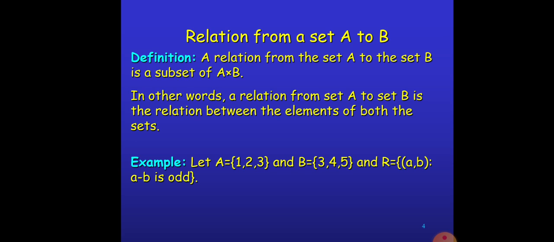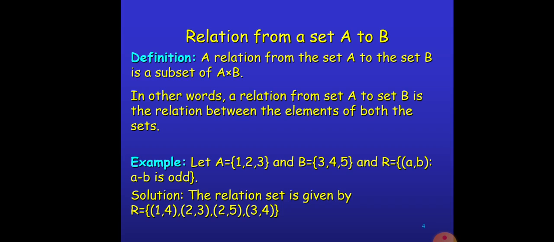Next, (3, 5). 3 minus 5 will be minus 2, which is not odd, so it will not belong to our relation set. So the relation set is given by R equals {(1, 4), (2, 3), (2, 5), (3, 4)}.